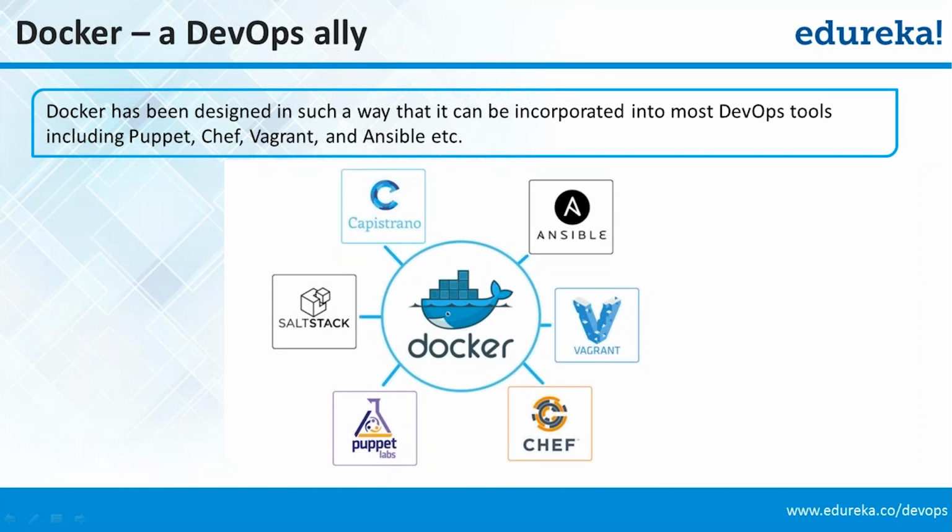Now, Docker has been designed in such a way that it could be incorporated with many other DevOps tools, including the very famous ones. So all the configuration management systems can connect with Docker. They could change the configurations. They could build the Docker images. Another fantastic use of Docker is to have a version control system.